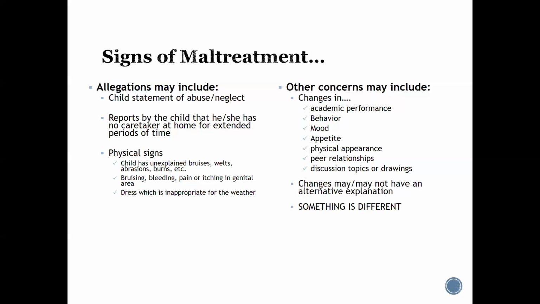So when we think about physical signs, we're looking at unexplained bruises, welts, abrasions, and burns. When we're thinking about potential signs of sexual abuse, however, sometimes there can be physical abuse that is targeted at children's or adolescents' genitals. You're thinking of bruising, bleeding, pain, or itching. Some of these you might notice as behavioral symptoms, with children fidgeting or scratching themselves. In other situations, it might be an older student coming and asking to go to the nurse for some difficulty. Also physical signs, inappropriate clothes depending upon the weather, right?